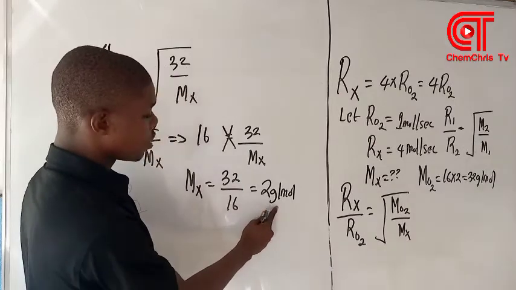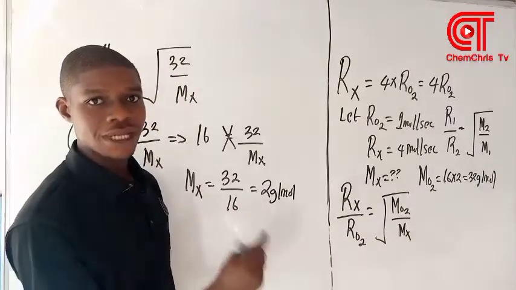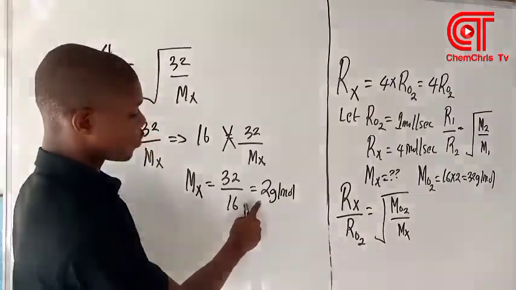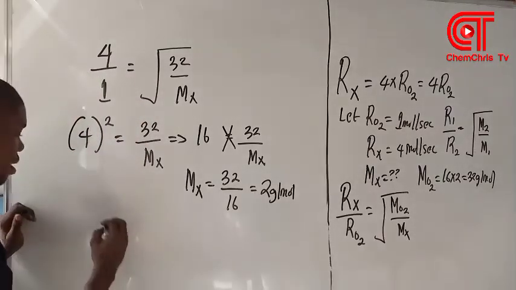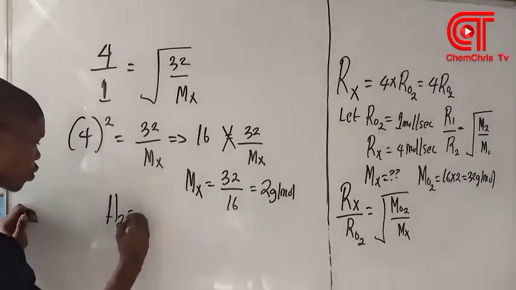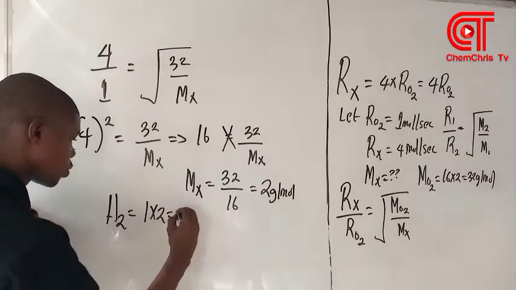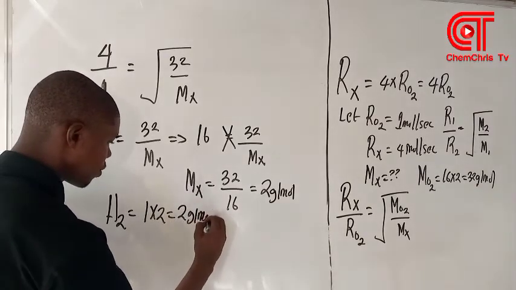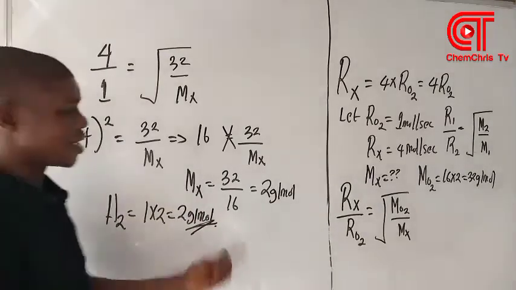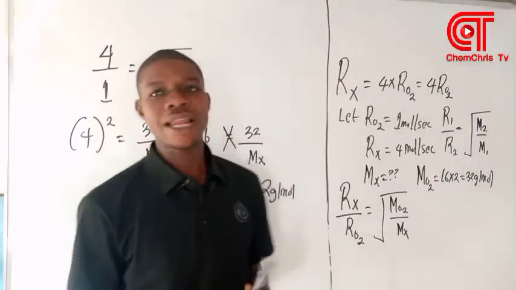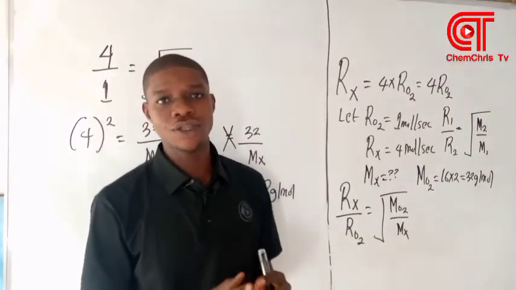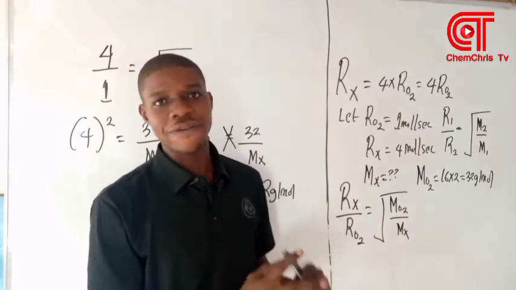The gas with a molar mass of 2 is hydrogen, because hydrogen is the gas that has a molar mass of 2. So the identity of the gas is H2, because 1 times 2 is 2 gram per mole. So this is the answer. These are the possible ways you can solve questions on rate of diffusion of a gas.